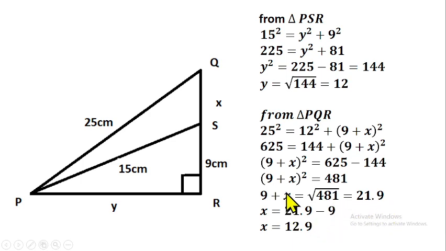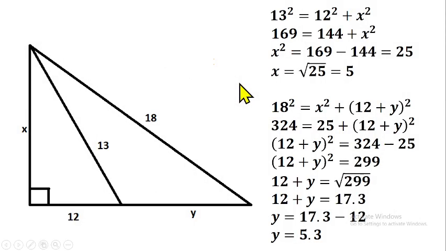Then to find s, we can take 9 to this side to collect like terms. So s will be equal to 21.9 minus 9, and that should give us s equals 12.9. I hope you understand how we have been able to use Pythagoras theorem to resolve the missing side of these triangles. If you understand this, let's see another question that can challenge it as well.